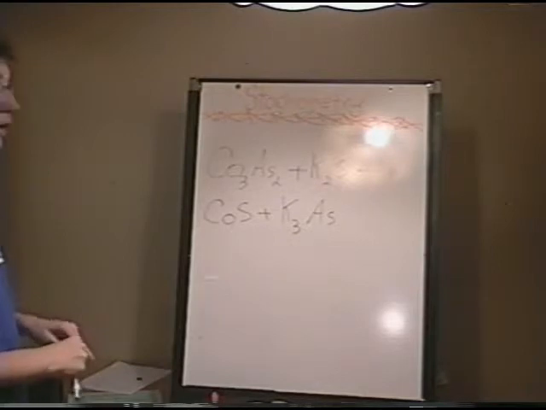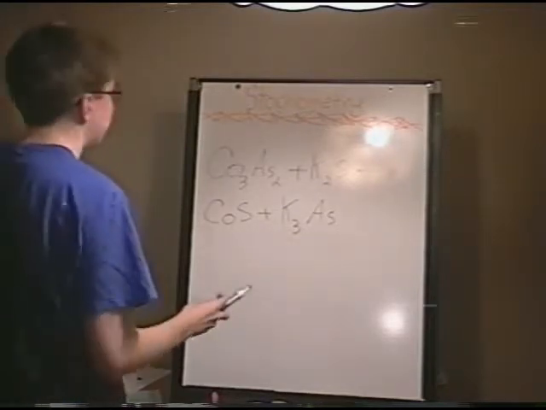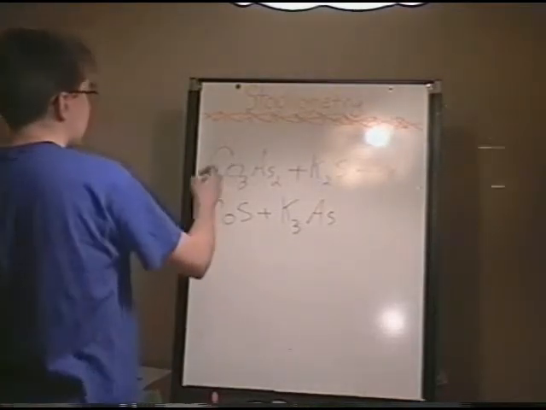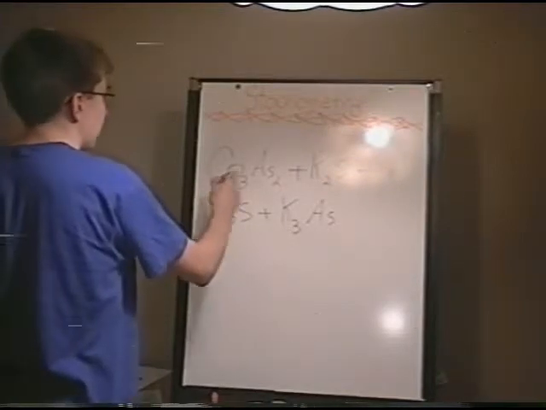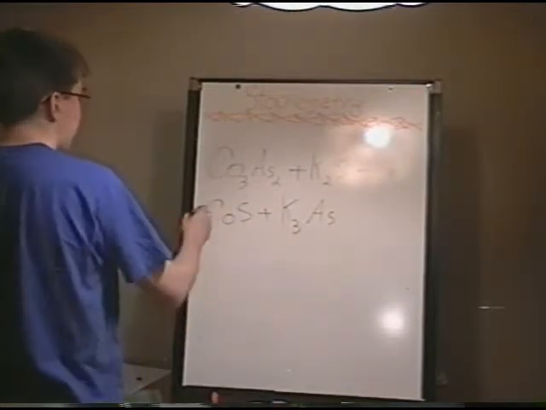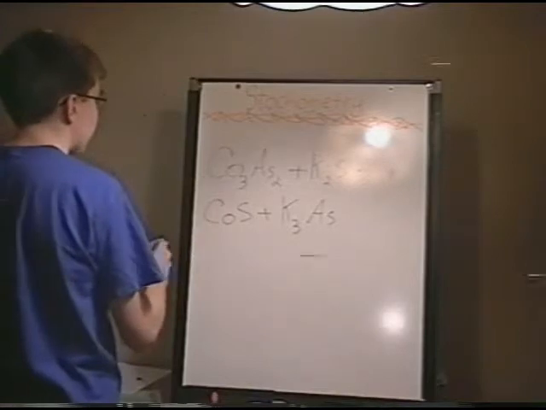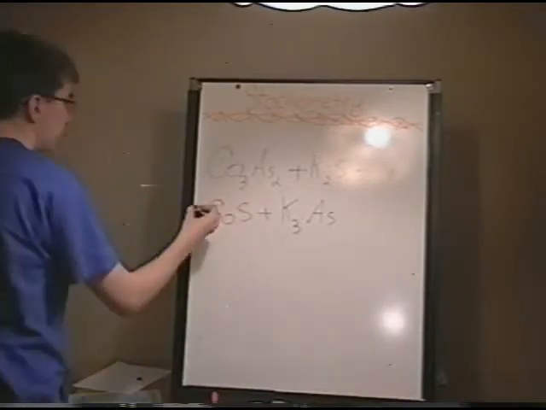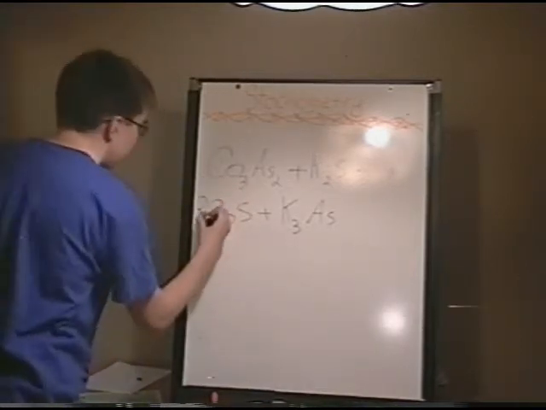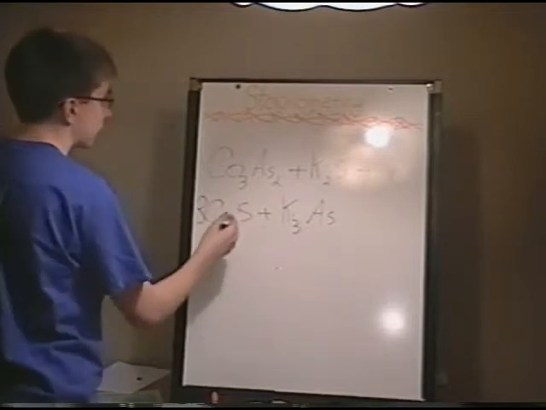Now you're going to want to balance your equation. To balance your equation, you look at how much of an element you have on one side of the equation, how much you have on the other. Here you have cobalt 1, cobalt 3. So to balance it, you write 3 in front of this. Then you have 3 cobalt. You also have 3 sulfur.